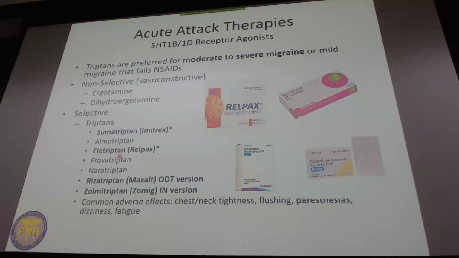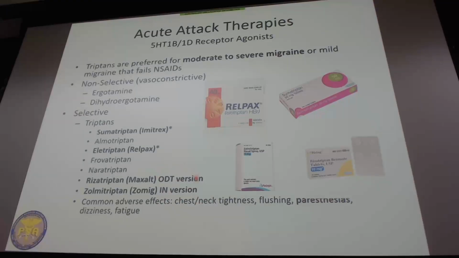Eletriptan is one of the newer ones that tends to be better tolerated by maybe a few percentage points, nothing too crazy, slightly more efficacious. I'd reach for that one if I'm prescribing for new people. And then I see a lot of people on rizatriptan and Zomig. That has an intranasal version. I don't really prescribe that one a lot.